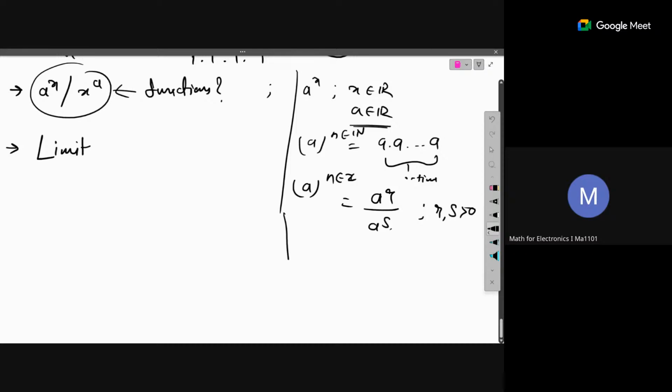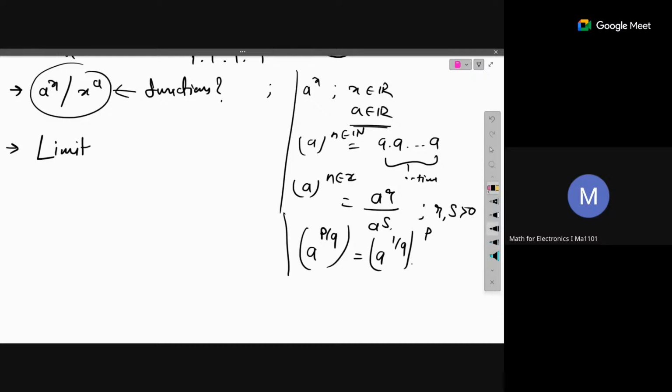Now what about when a to the power p by q appears, where p and q are integers? That means a to the power rational appears. So this thing can also be converted into a to the power 1 by q, whole to the power p. So now this thing is well defined to us because it is some number to the power integer. So that is well defined for us.